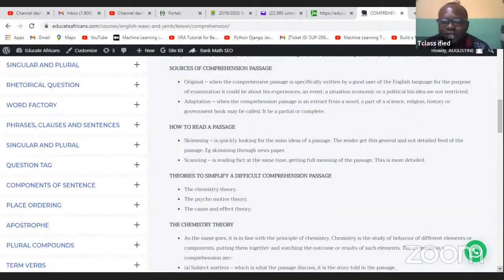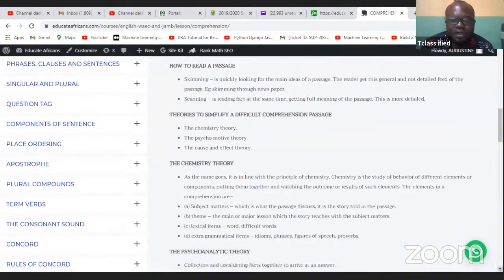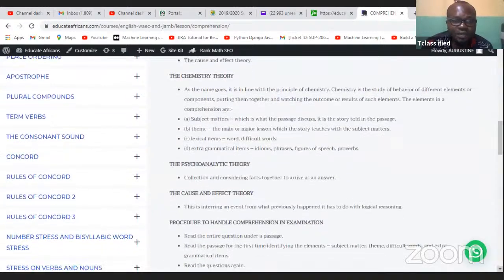Now, there are three theories that you can use in simplifying difficult comprehension. And we're going to be using one of these ways in our practice. We're going to be using what we call the chemistry theory. There is also the psychoanalytic theory and the cause and effect theory. But these last two are not as effective as the chemistry theory. So we're going to be using the chemistry theory to evaluate the comprehension that we're going to be seeing.